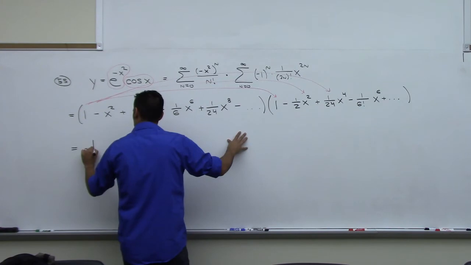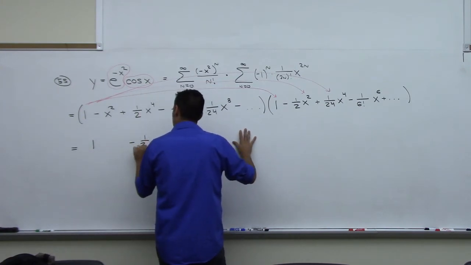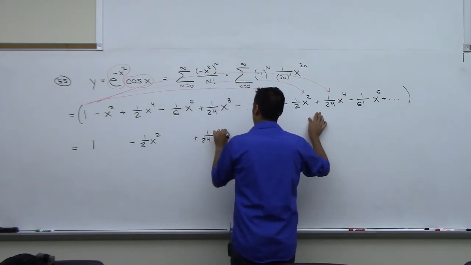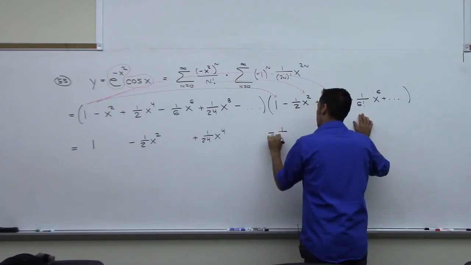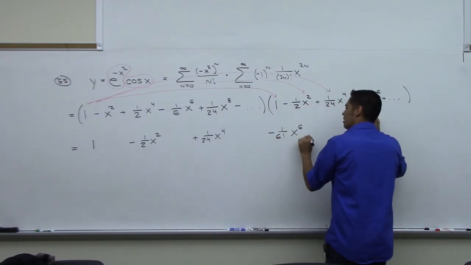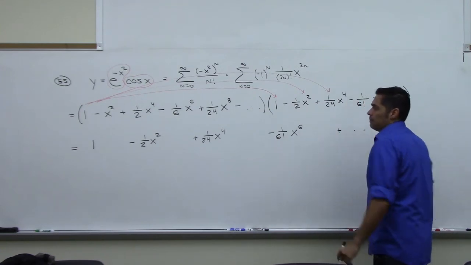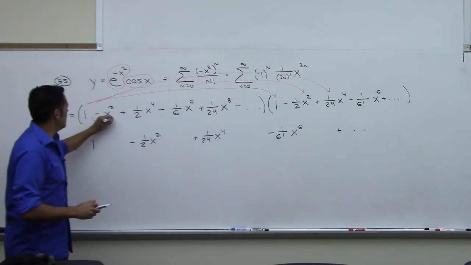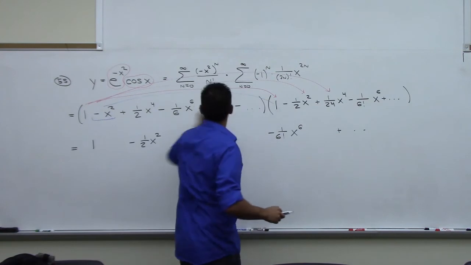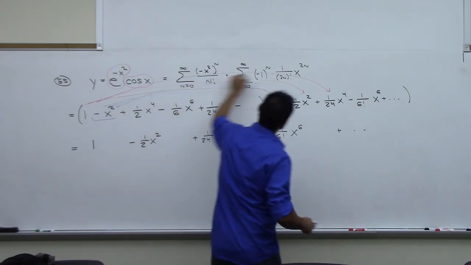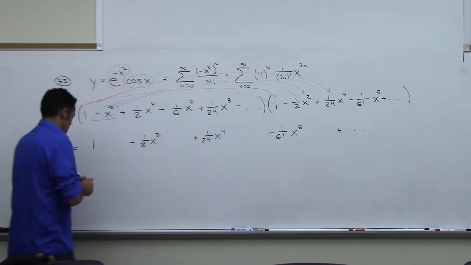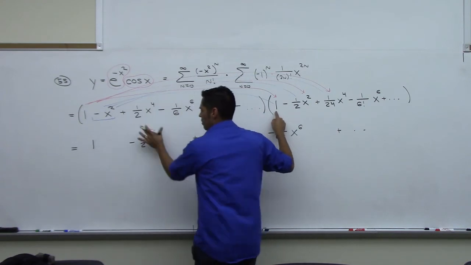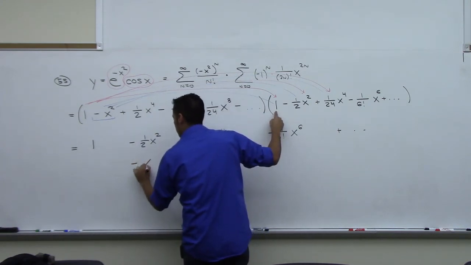All right, so I have 1, and then I have minus 1 half x squared, and then plus 1/24 x to the 4th, and then minus 1 over 6 factorial x to the 6th, and then it keeps going, but I don't really care. Now what I do is I move to the next term, negative x squared, and I'm going to multiply negative x squared through to each one of these. So go through all of them. So if I take negative x squared and I multiply it times 1, I get just negative x squared. So I'm going to line that up right here. I'm going to put negative x squared.